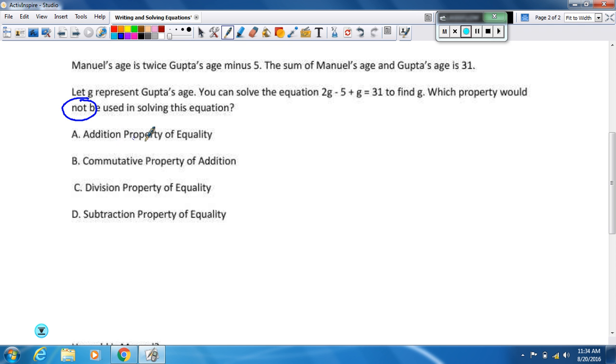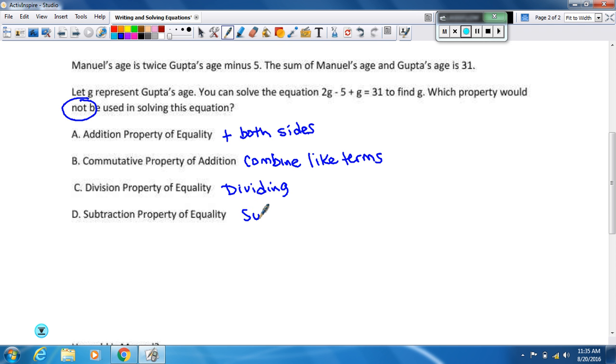Okay, addition property of equality, it just means you add to both sides. Commutative property of addition, that just means you combine like terms. Division is dividing on both sides. And subtraction is obviously subtracting. We want to find out the one that we're not going to use to solve this.